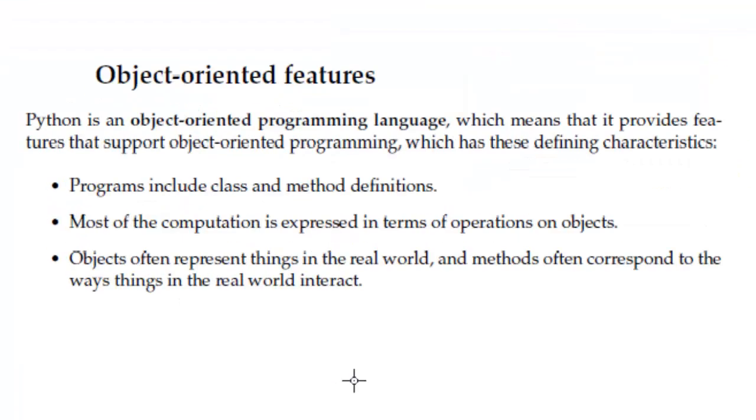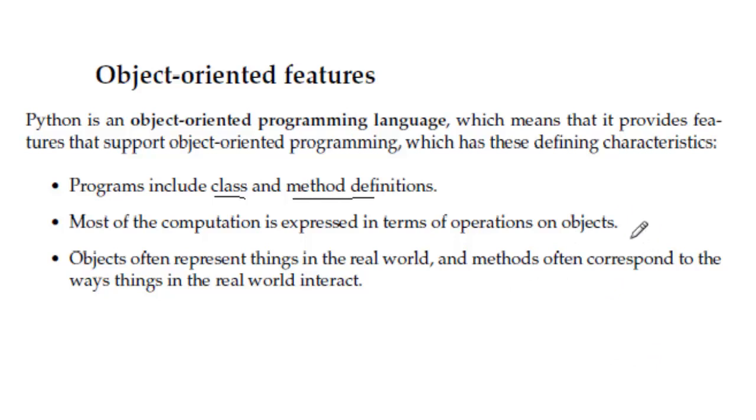Dear students, till now we studied how to define a class and how to include the methods. Python is an object-oriented programming language, which means that it provides the features that support object-oriented programming. These are some defining characteristics. The programs must include class and method definitions. Whatever logic we write is inside the class, and we define the methods inside the class. Most of the computation is expressed in terms of operations on objects.